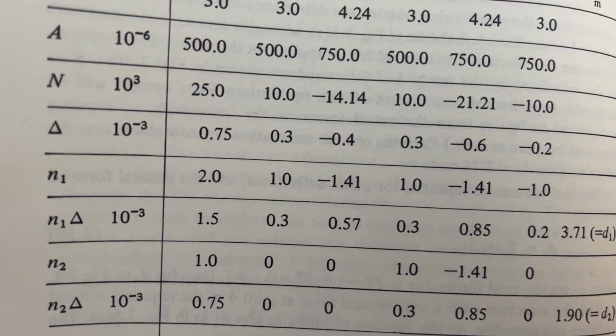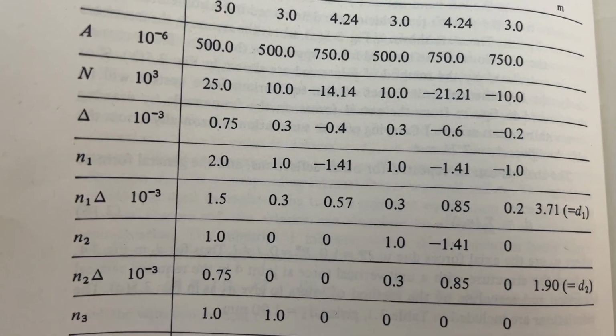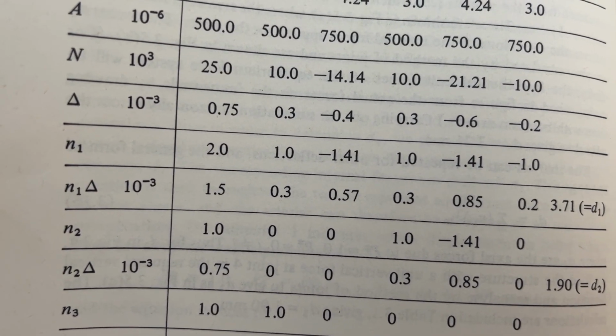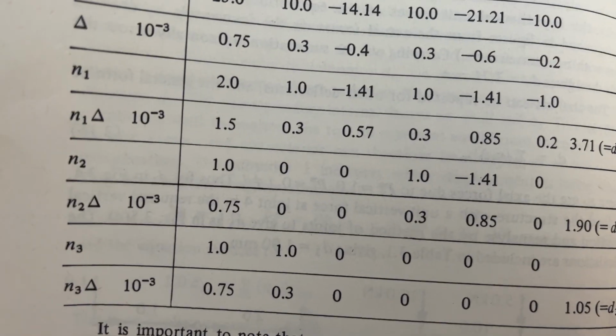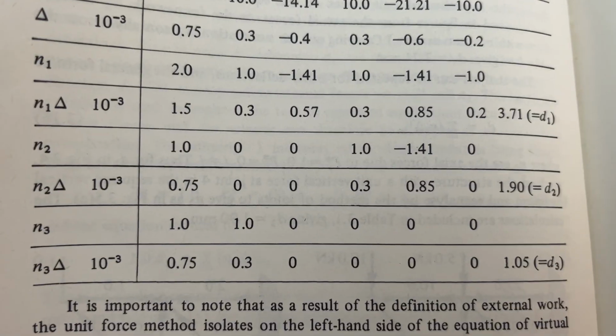And then the delta would be, is that supposed to be millimeters? Yes, it would be millimeters, because he said N1 was dimensionless. So M1 delta is in millimeters again.